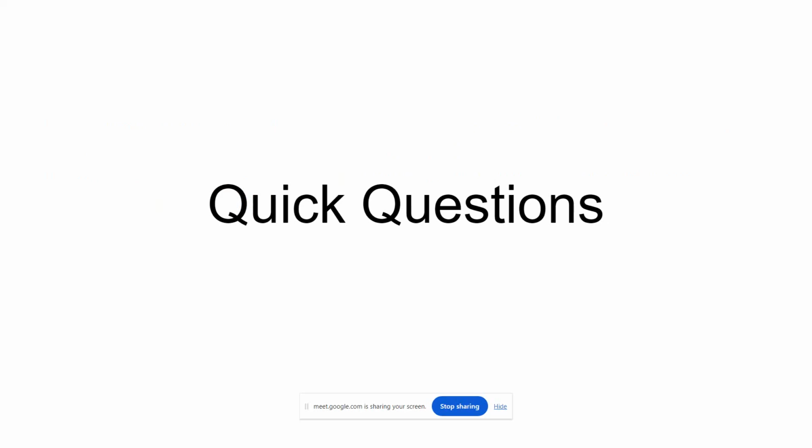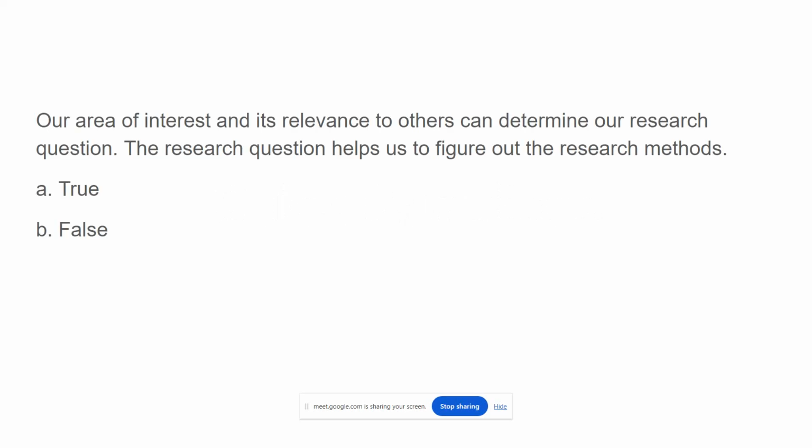Okay, any questions before I ask you a few questions? No, you can ask me. Okay, so I've got just three today. Yes. Our area of interest and its relevance to others can determine a research question. The research question helps us to figure out the research methods. So, what do you think it is?